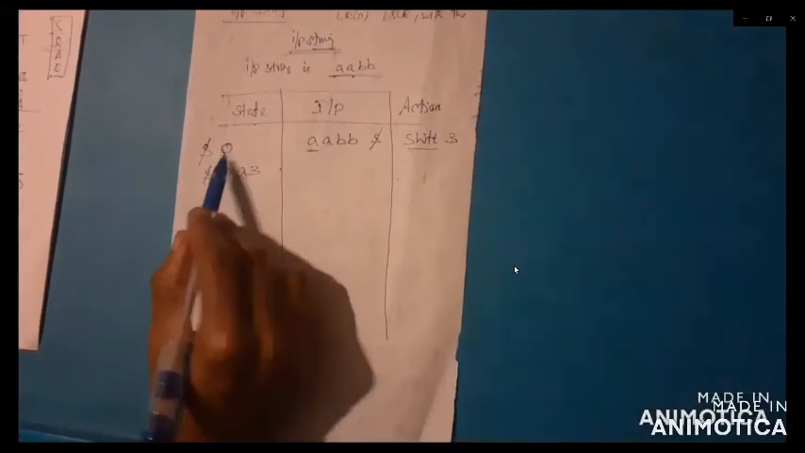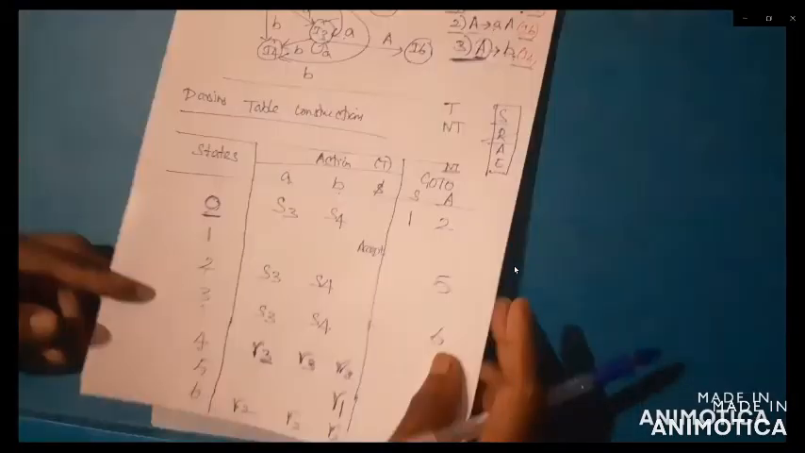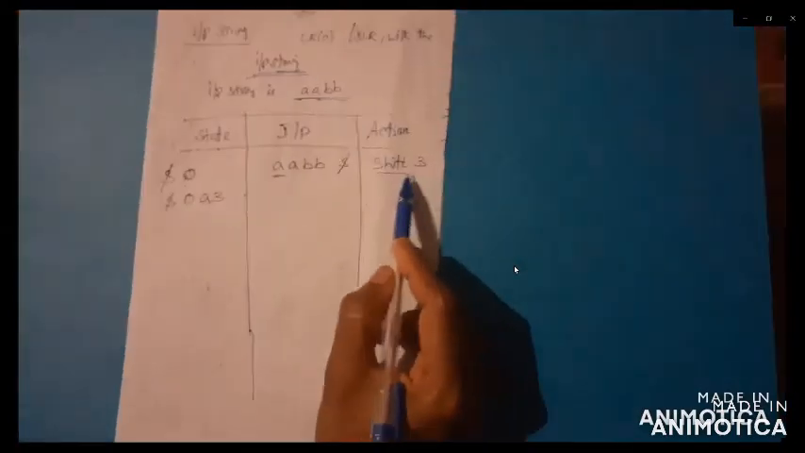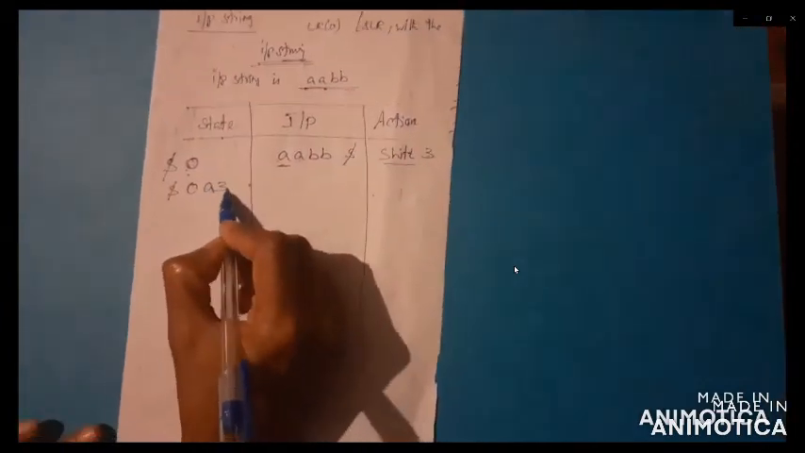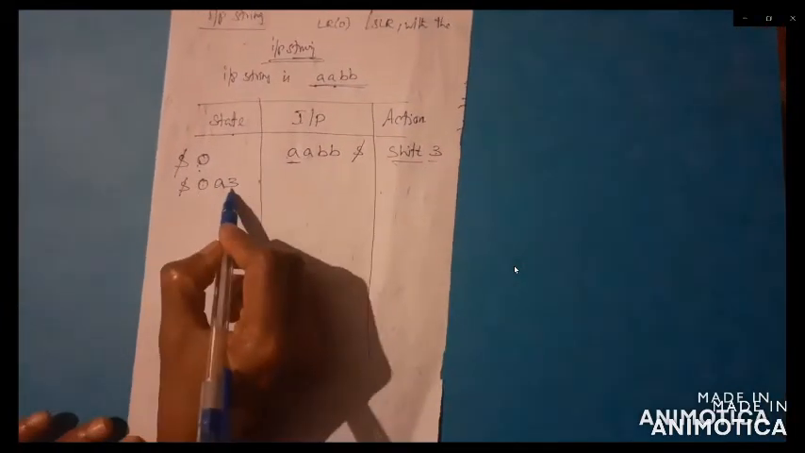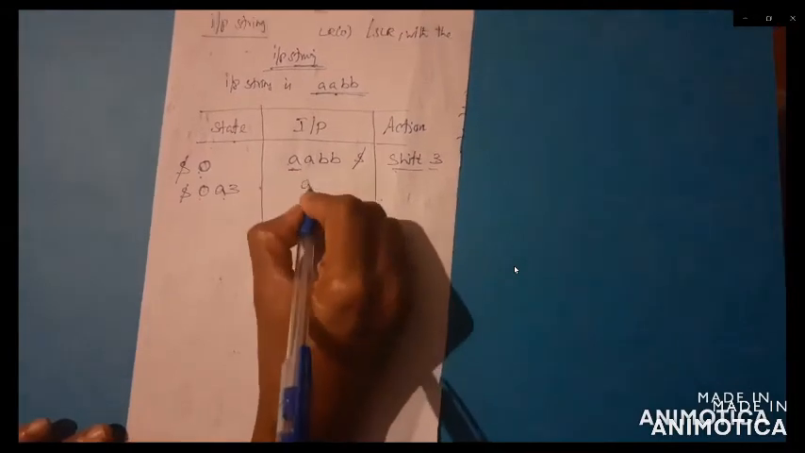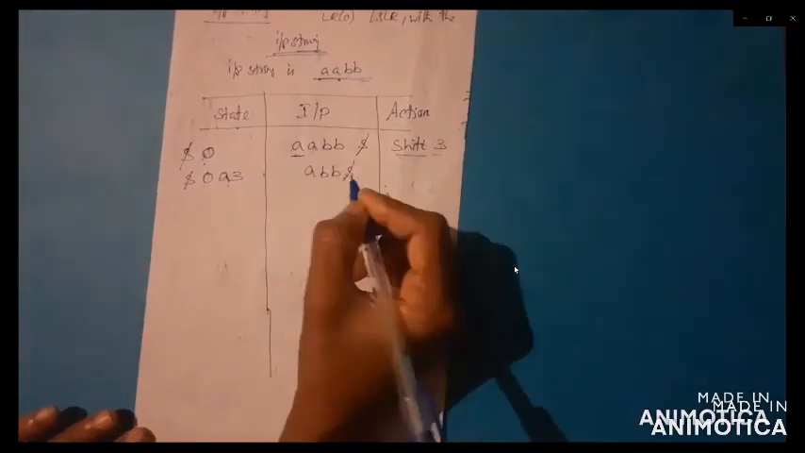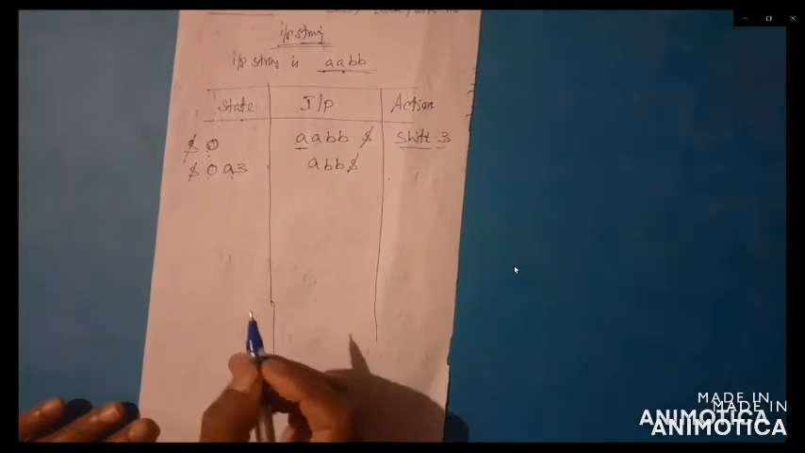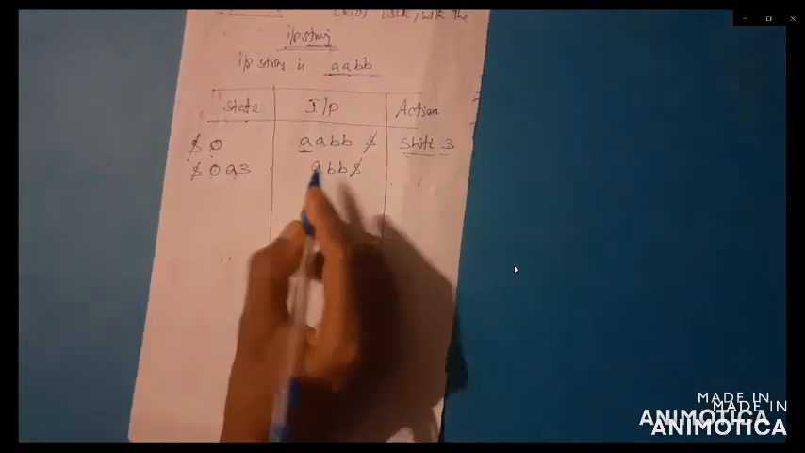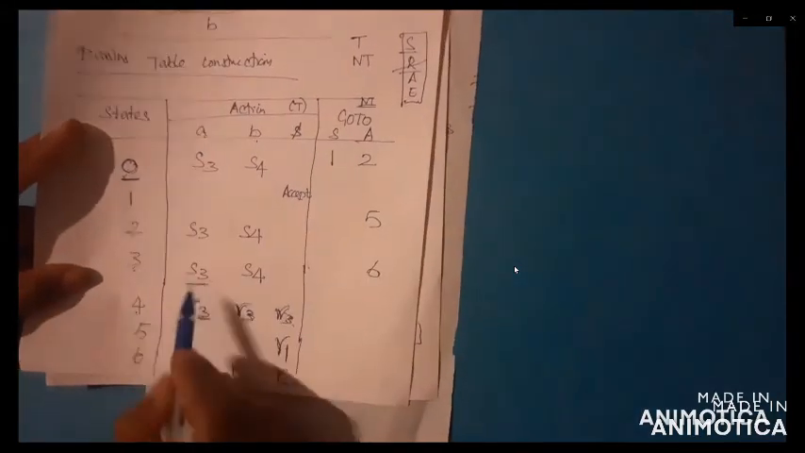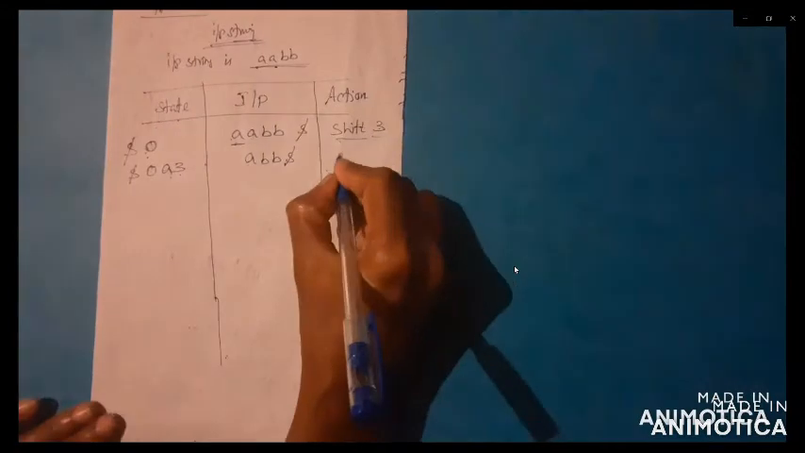What is 0 on A? It is shift 3, so I write the action as shift 3. The input symbol A is shifted with state 3, giving $0A3. The remaining input is ABB$. Now we check state 3 with input A. What is 3A? 3A is shift 3, so again we write shift 3.